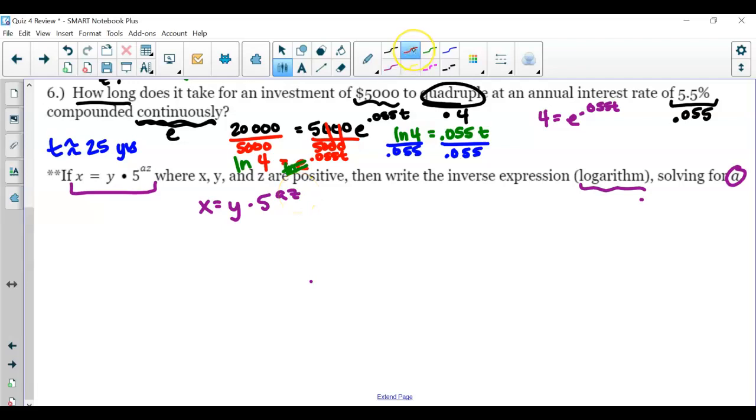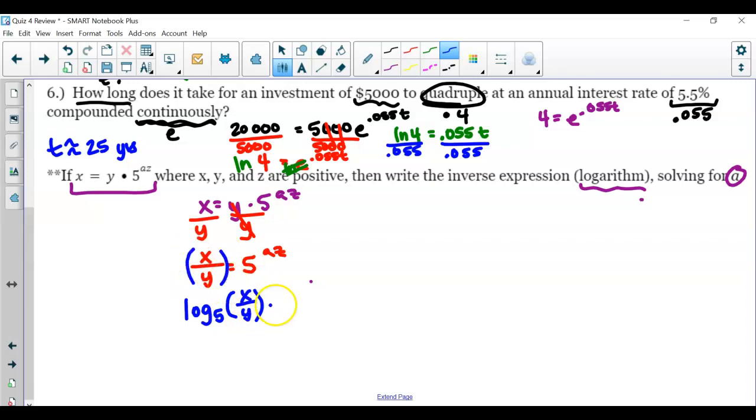Well, first, just like before, we've got to get the exponential here by itself, and it's being multiplied by y. So we first need to divide by y. So x divided by y is now equal to 5 to the az power. Now, notice our exponent is by itself. So we can convert to our inverse, which is the log. Now, what is the base? Well, the base is 5. So log base 5 of x divided by y. Notice how here, keep it all together because it was all together before, which is equal to a times z.